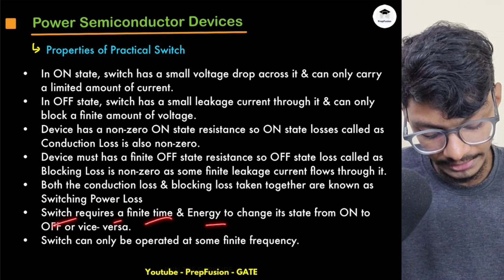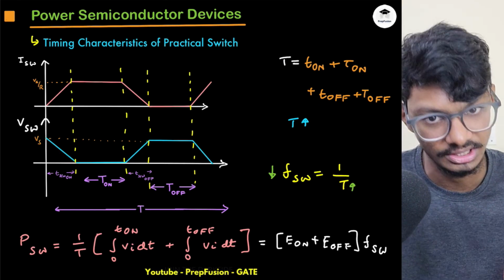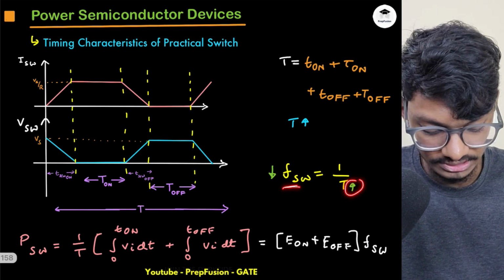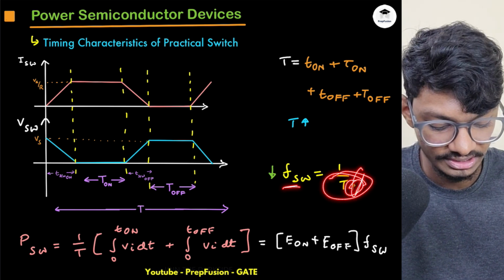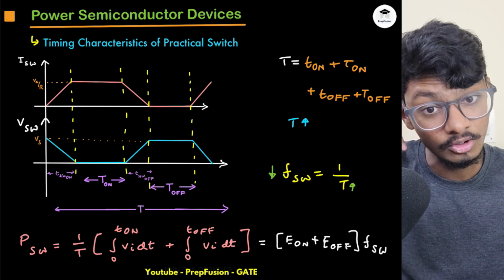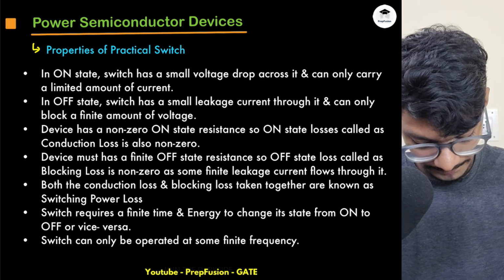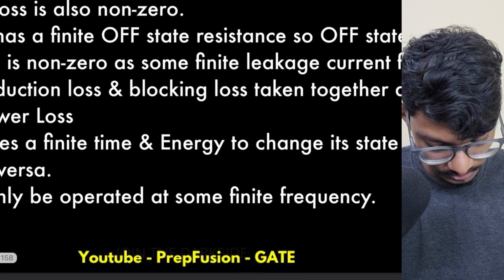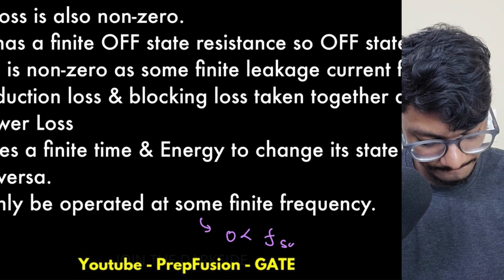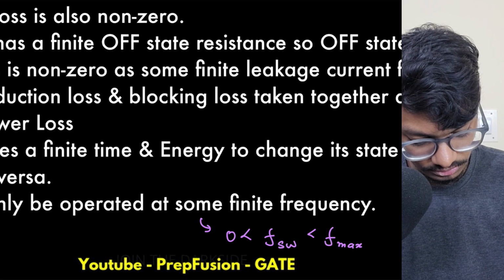A switch requires a finite time and energy to change its state from on to off. As you can see, it requires some finite time to change its state from on to off. It is continuous, that's why a switch can only be operated at some finite frequency. If you observe, this is getting increased. Previously this could be any value, now this is getting increased as t on and t off are finite, so f switch is decreasing, so it cannot go to infinity. It has some bound. Mathematically, this means my switch frequency is bounded between 0 and f max.